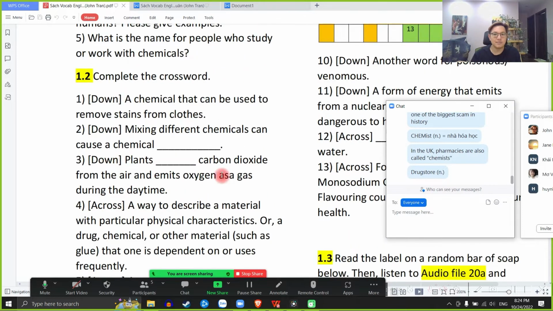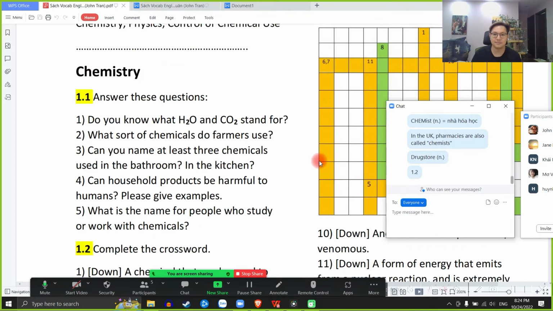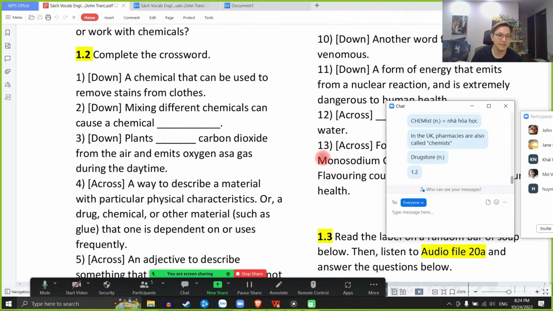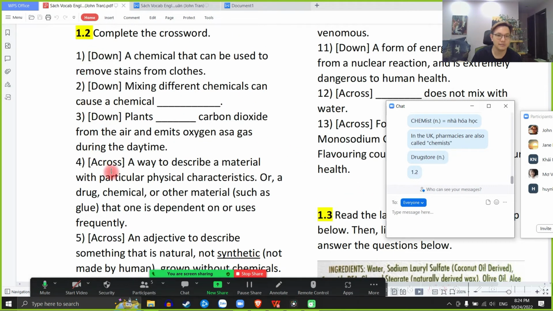Right, let's do 1.2. We have a crossword, có ô chữ nè. So up and down, across and down.